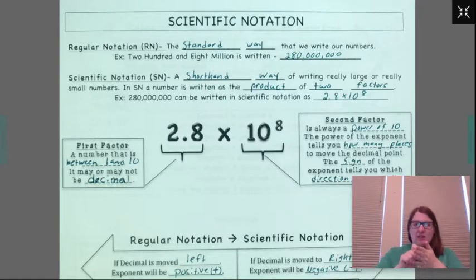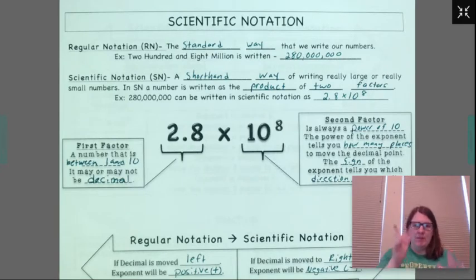Scientific notation, or SN, is a short way to write large numbers, and you can write them with a small amount of numbers, and you don't have to use so many zeros or so many places. So an SN is a number written as the product of two factors, like 2.8 times 10 to the 8th power. That would mean 280 million written that way.